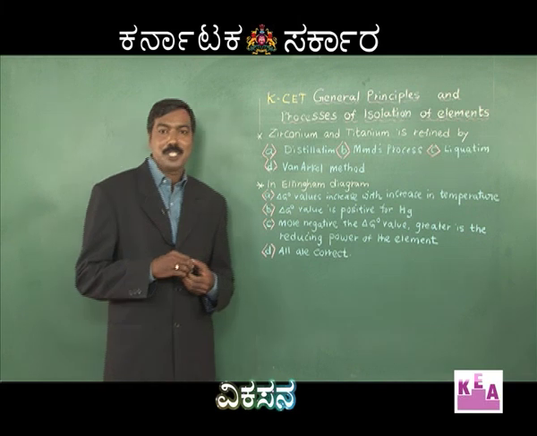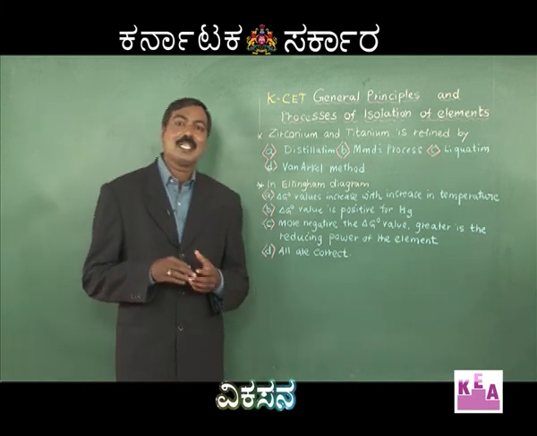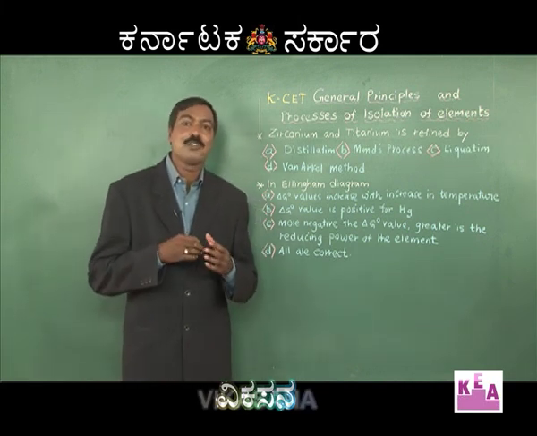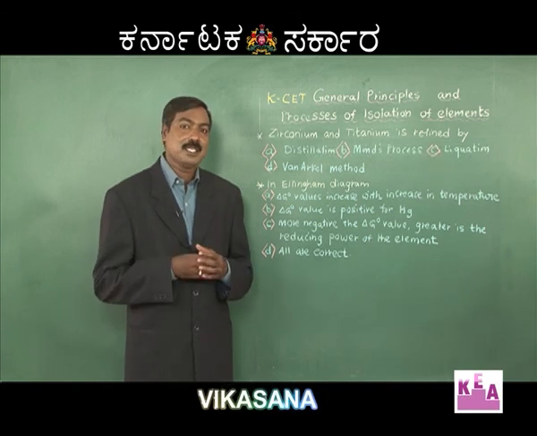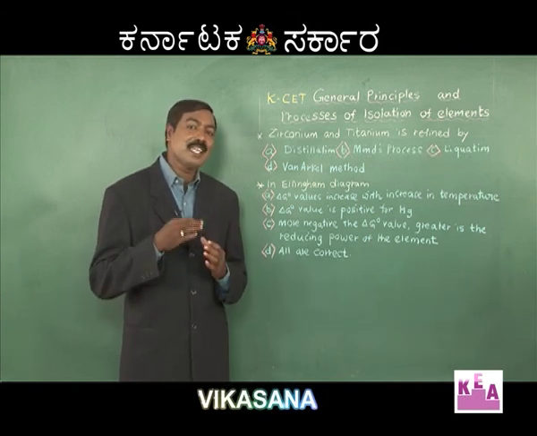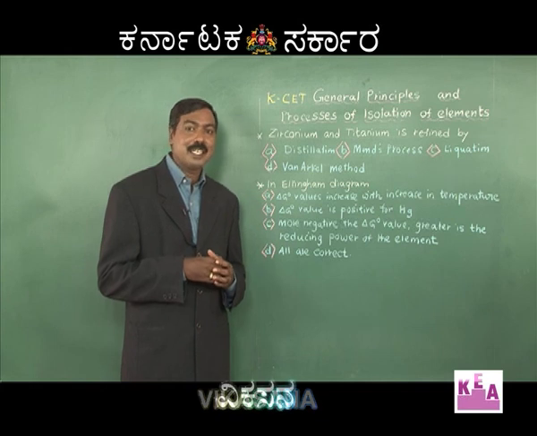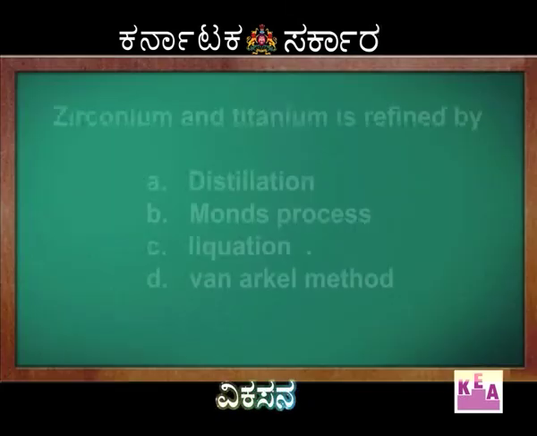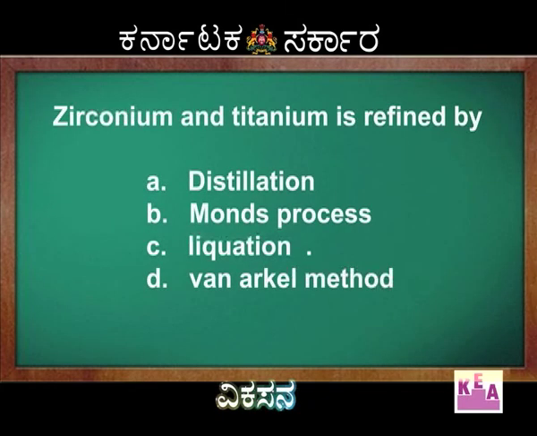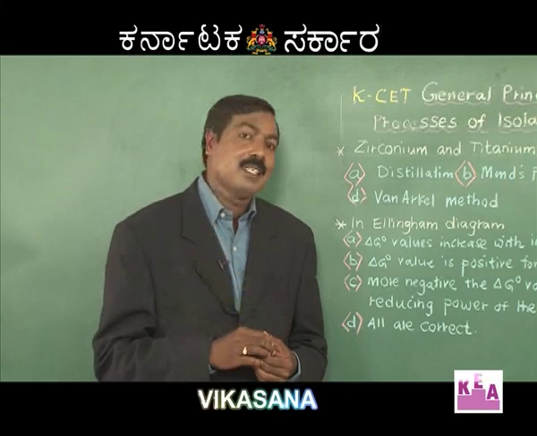We'll move on to the next question. As we have discussed a couple of questions on concentration of the ore and reduction, let us concentrate on refining techniques, which we have done earlier. Repeatedly, we are doing the same questions. Zirconium and titanium is refined by... Refining is the final stage of getting the metal in 100% pure state.